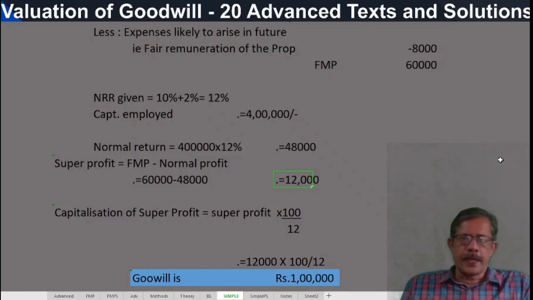Okay. So capitalization of super profit is equal to super profit divided by normal rate of return. That is 12,000 is the super profit. 12,000 into 100 by 12, we will get goodwill of 1 lakh rupees.